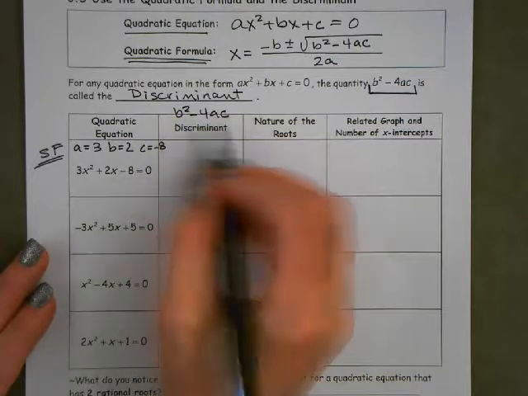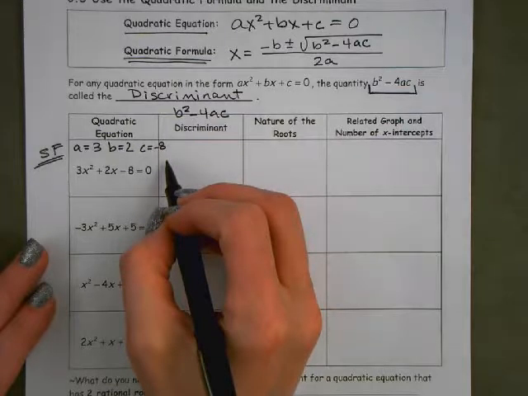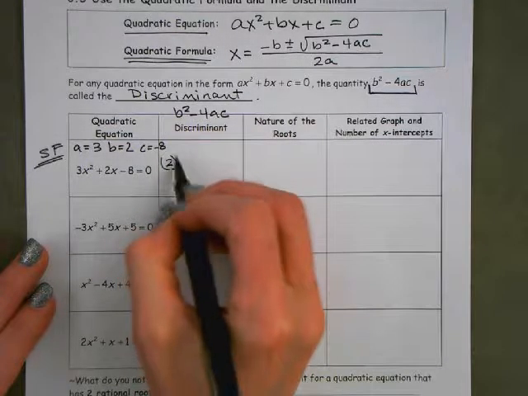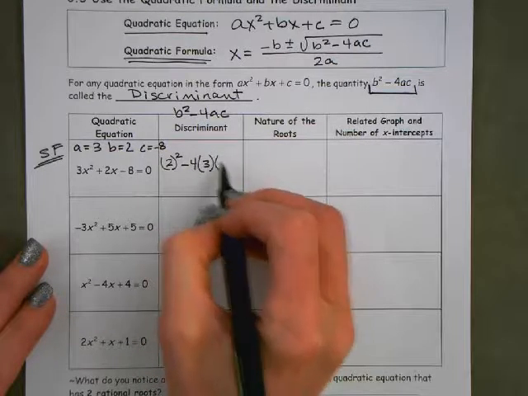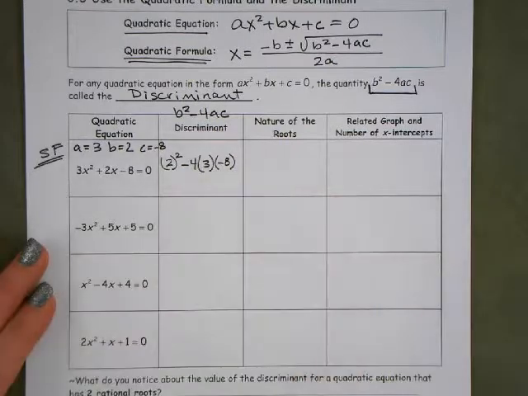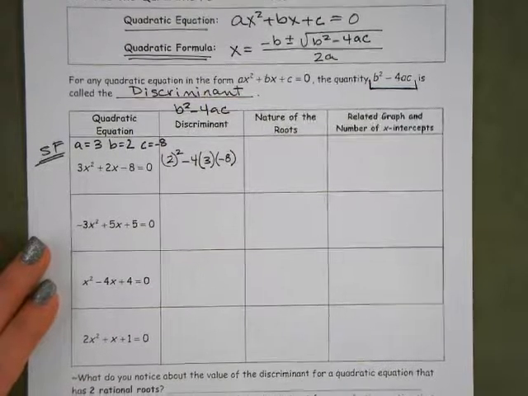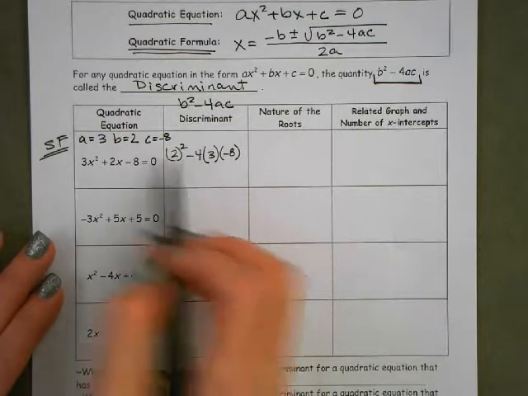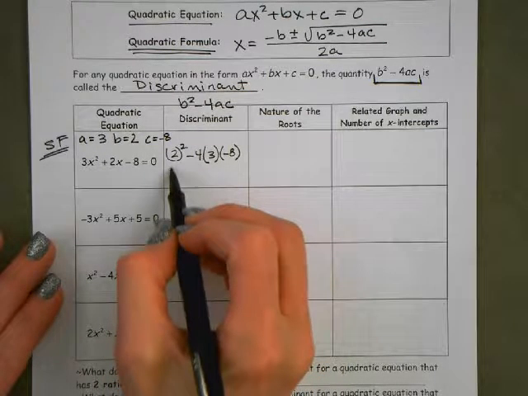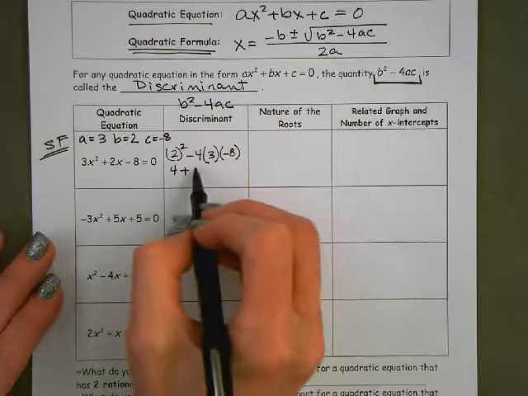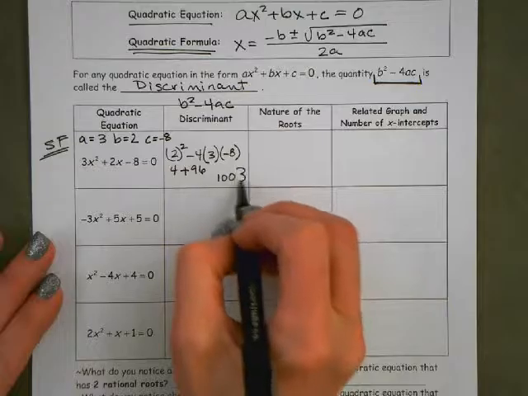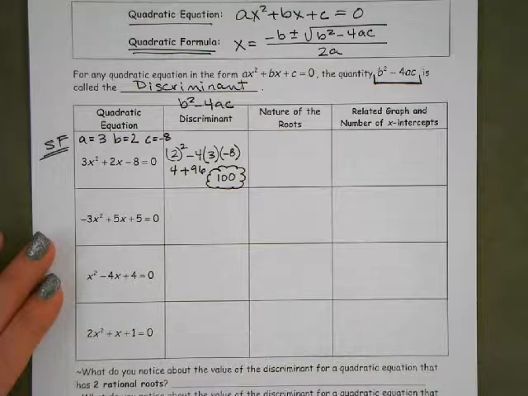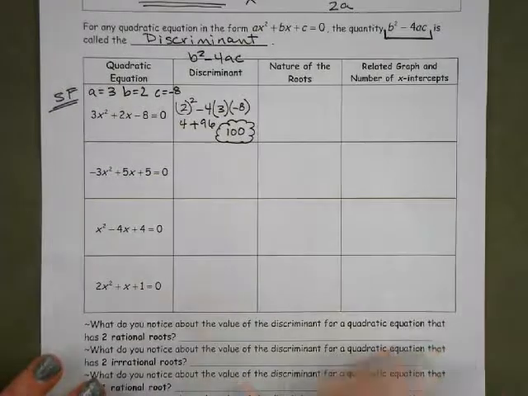All right, so let's go ahead and put in this discriminant equation part. So it's going to be 2 squared, minus 4 times your a, which is 3, and your c, which is negative 8. So all I did was put the values in. And so when I solve this, I'll get 4 plus 96, and that equals 100. Okay? Good? All right, we're going to move on to the next one.